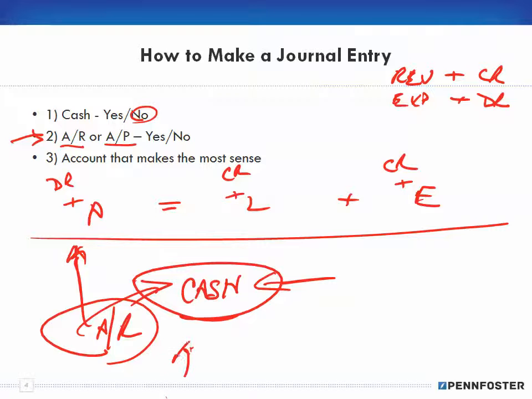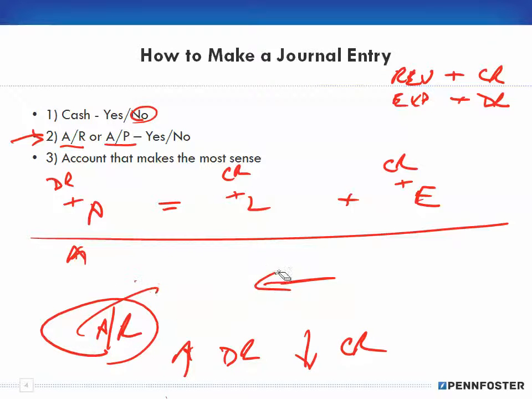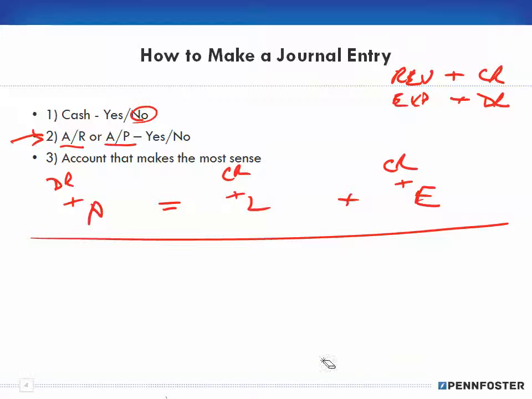And if my accounts receivable is going up, that means I'm going to debit my accounts receivable. If my accounts receivable is going down, I'm going to credit it. That's how easy it is. So when I'm making a journal entry, I start out with my debit and credit.